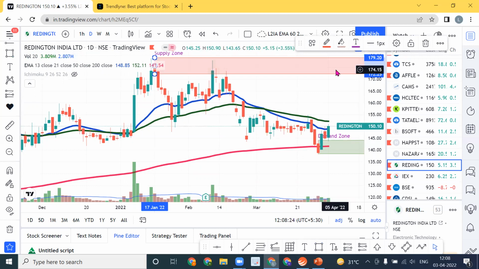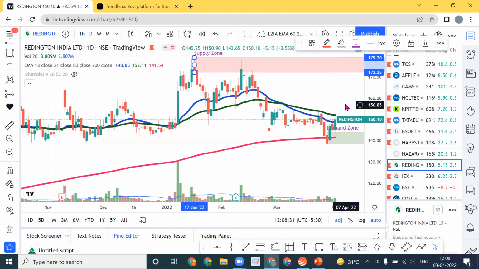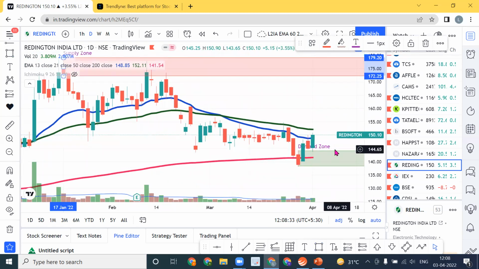So what do you see? The stock is likely to move. Reddington, it has taken a base level. It has come to 150. It will go up. At most it will touch here again. Some buying will take place and it will go up.